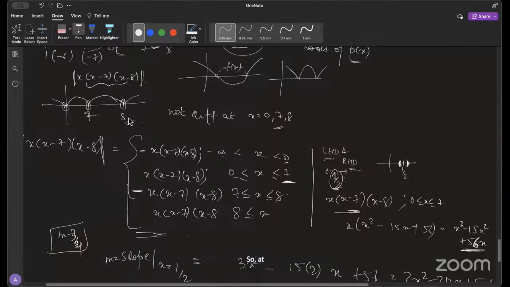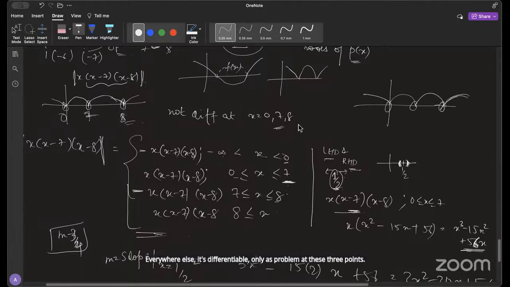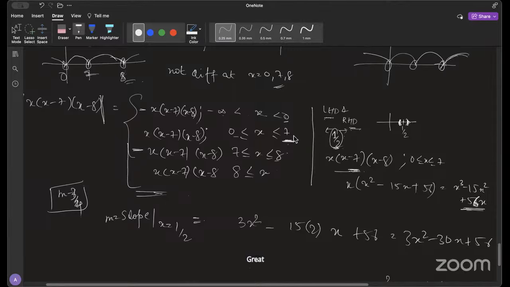So at 7, you have a problem. At 8, you have a problem. At 0, you have a problem. Everywhere else, it's differentiable, right? Only has problem at these 3 points. So you only have to be worried about the breaking points. That's where you have to find the left hand limit and right hand limit for continuity, and for differentiability, the left hand derivative and right hand derivative. But your 2 lies between 0 and 7. So you don't have to separately test for left hand derivative and right hand derivative.